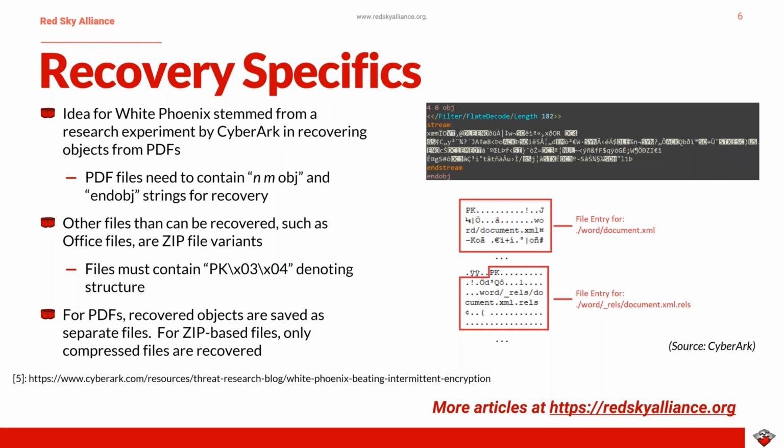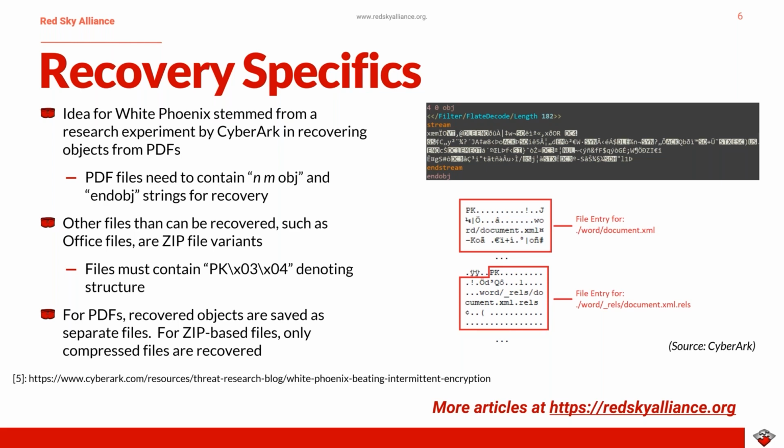Without going into detail on how PDF files are structured, objects within the files are encased within a couple of text strings. The object begins with a pair of numbers followed by OBJ, and the object ends with the string end OBJ. An example of this can be seen over here in the top right. CyberArk notes that images tend to be easier to recover from objects than text, since images usually appear as the content of stream-type objects. Text, on the other hand, can be broken up into chunks within an object, which then need to be identified and concatenated.